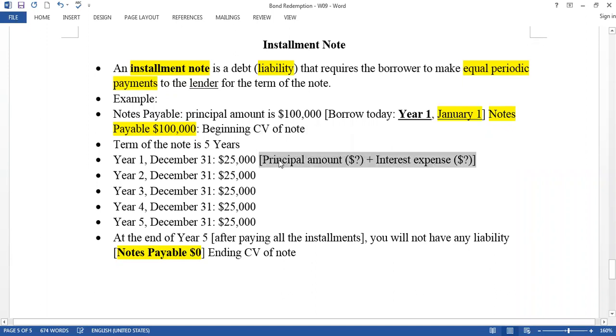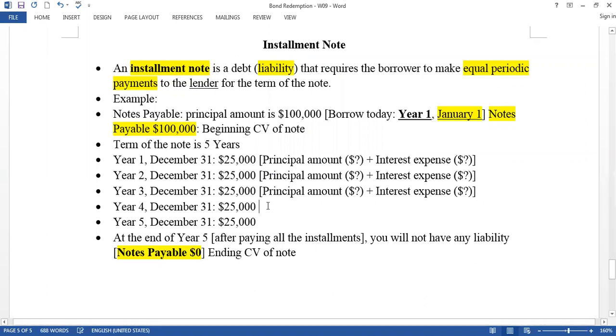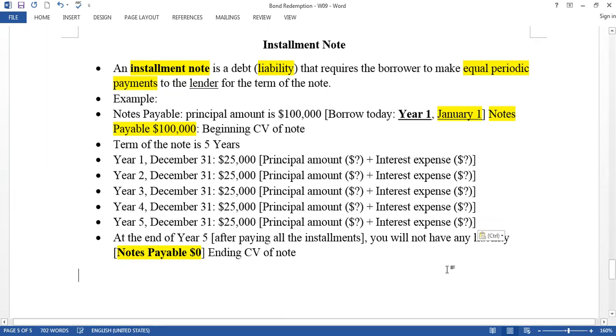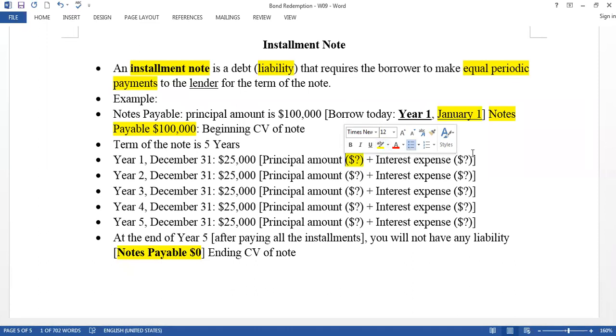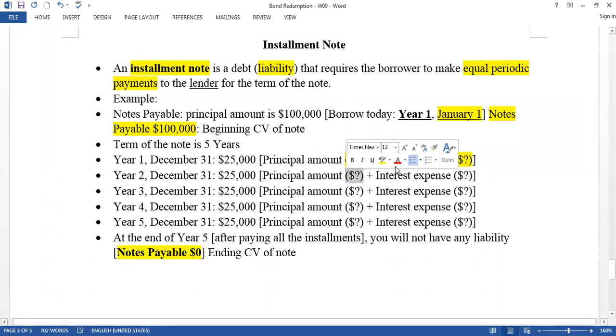So we only know the total amount we paid. We only know this information, the total amount we paid, it is only given. Okay, so we have to calculate this number for every year.